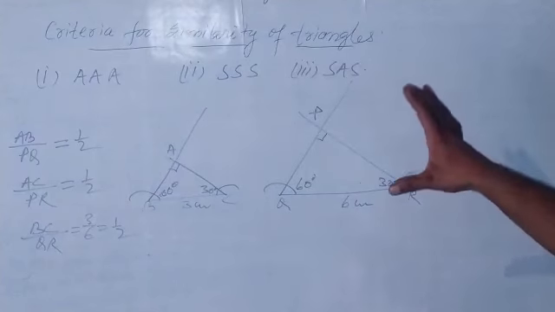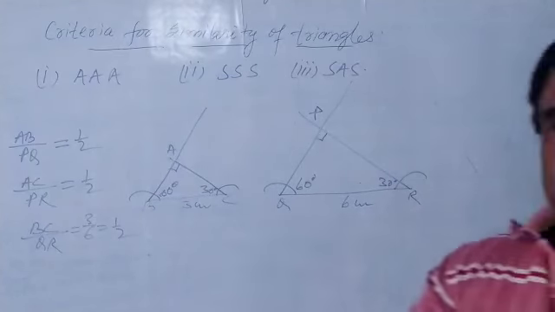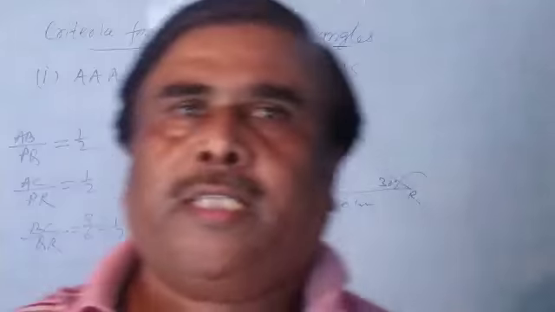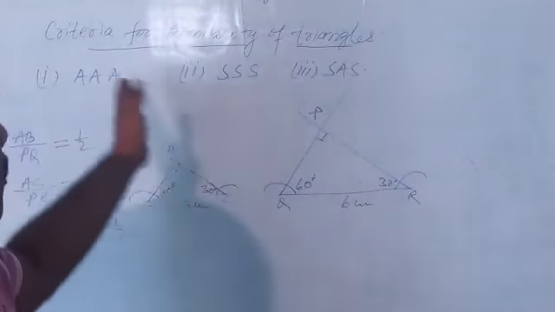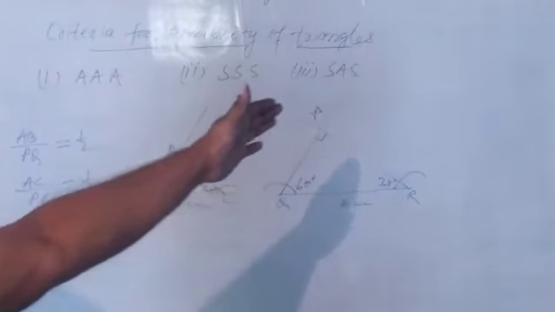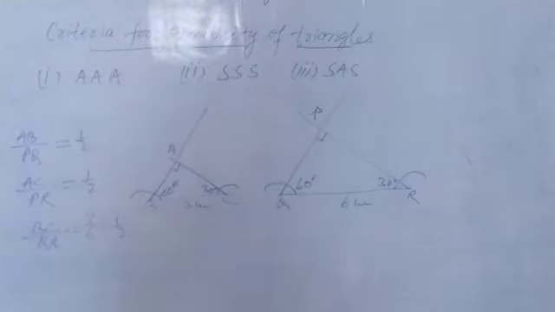Right? These two conceptual points are very, very important for us when we prove all three criteria of similarity. So you write this down.